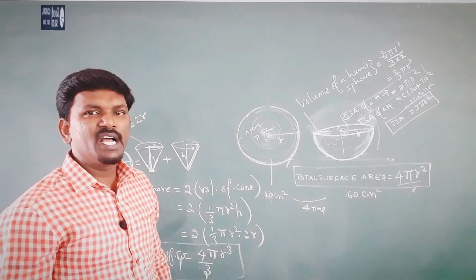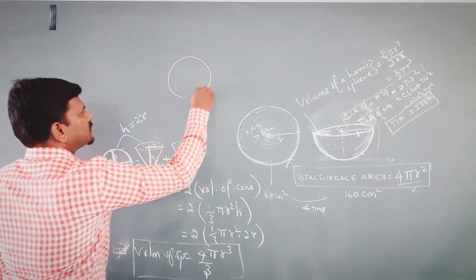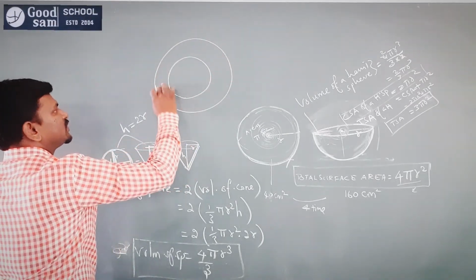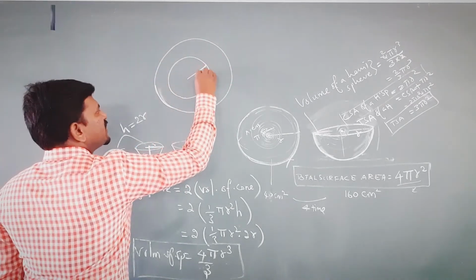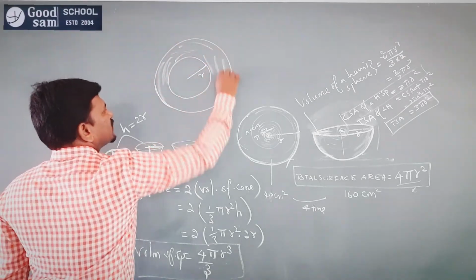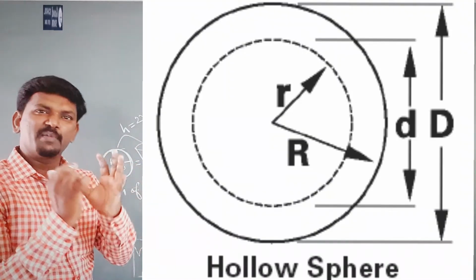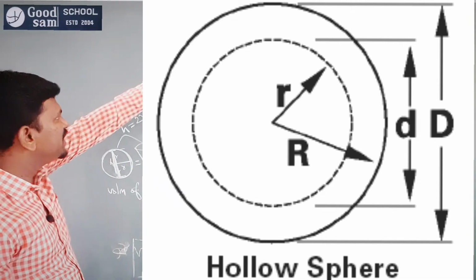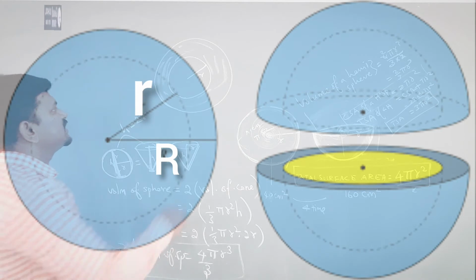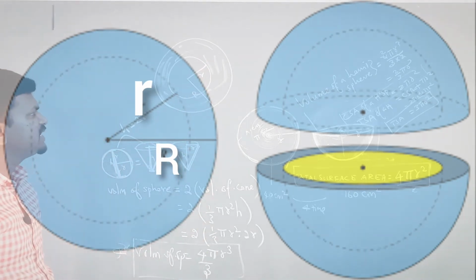Then what about a hollow sphere? What about a hollow sphere? This is the inner radius. A hollow sphere is like a spherical shaped coconut. Inside there will be an empty space, then it has a thickness. This is the inner radius and this is the outer radius. So very simple.